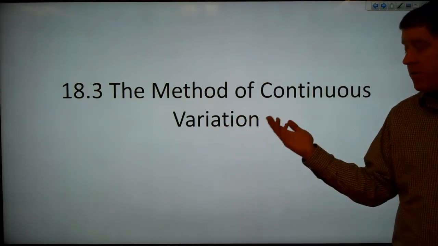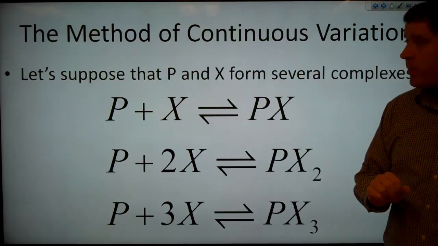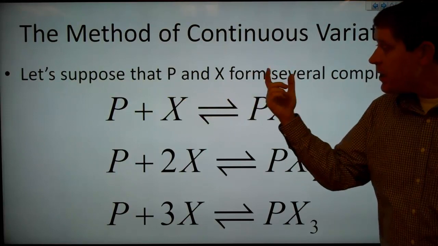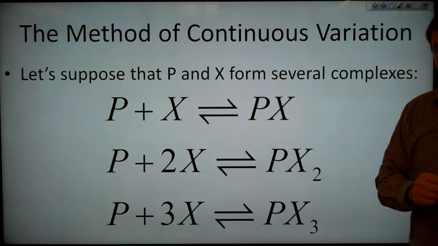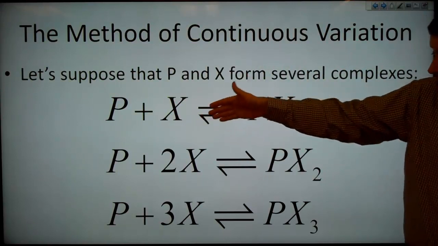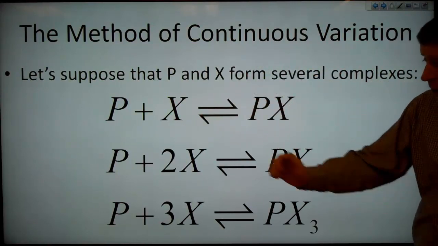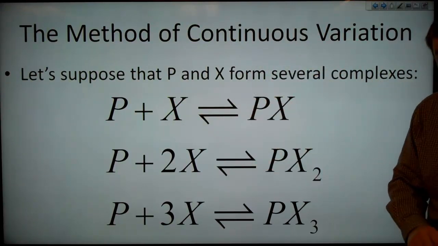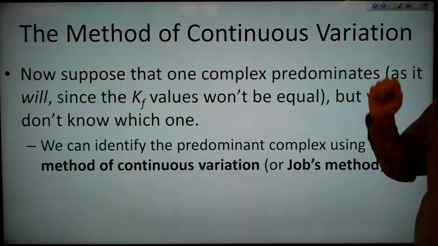Welcome to the method of continuous variation. So let's suppose that P and X form several complexes. We can get P plus X to give us PX, we can get P plus 2X to give us PX2, P plus 3X to give us PX3, and so on.